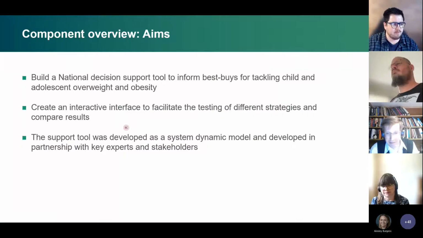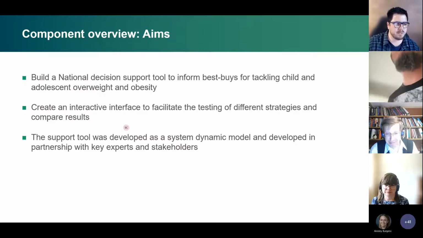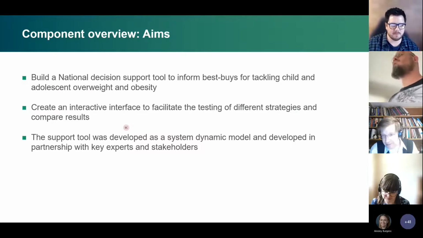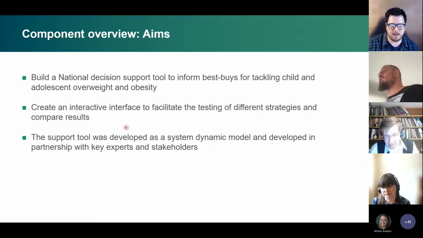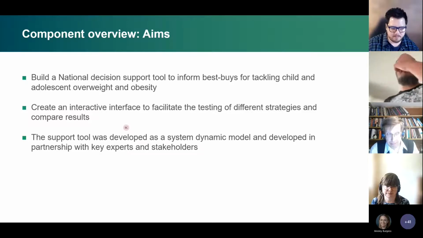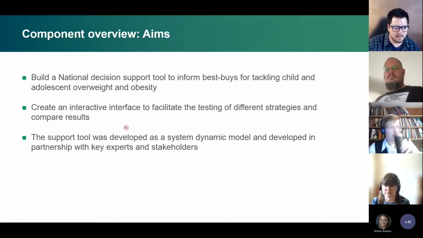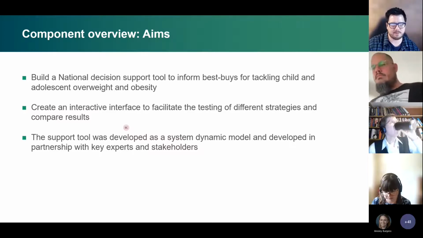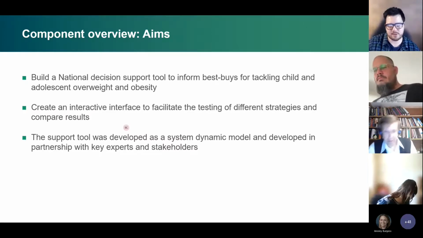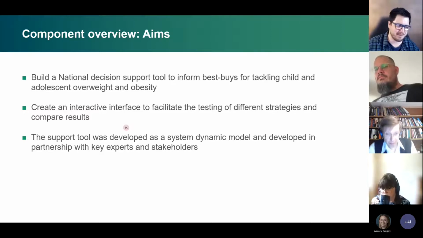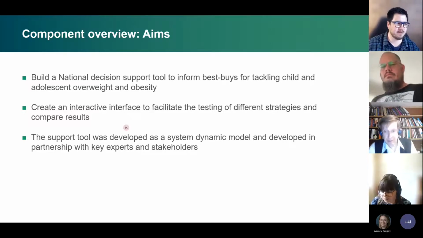So a quick overview of what this component was. As Louise mentioned, the main aim of this component was to develop a national decision support tool. And the goal of that was to best inform buy-in for interventions of tackling child and adolescent overweight and obesity. Because it was a system dynamic model, we were able to also create an interface that would help users facilitate their own testing and looking at different strategies. And we're hoping to be able to publish that up on the cloud and give access to the stakeholders that were involved. And then I think the goal is to release it to a wider community as well.